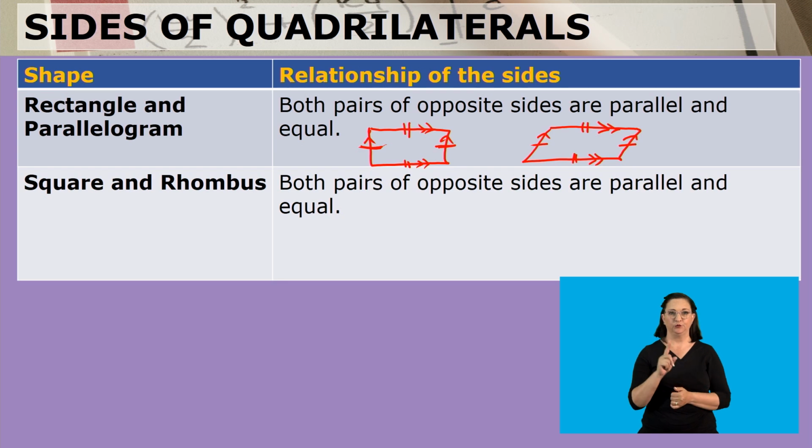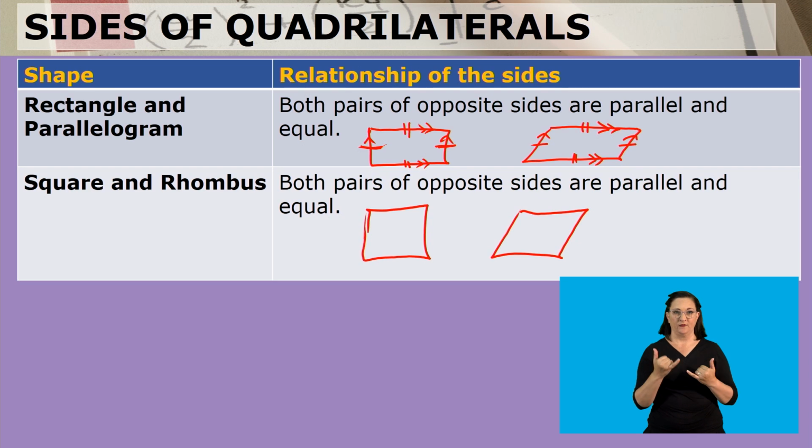The next one would be the square and the rhombus. Both pairs of opposite sides are parallel and equal. Just to remind us again, that would be a square and that would be a rhombus. Opposite sides: side on the left and side on the right, side on the top and side at the bottom. However, a square has all sides equal, remember?